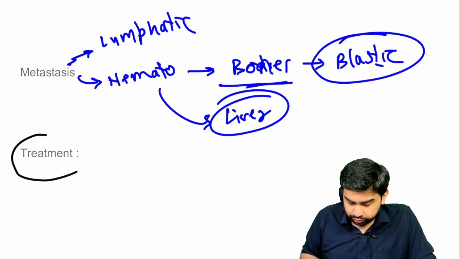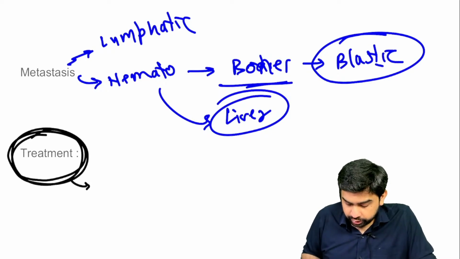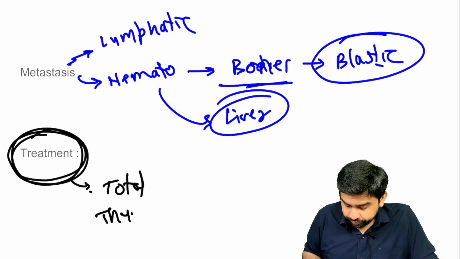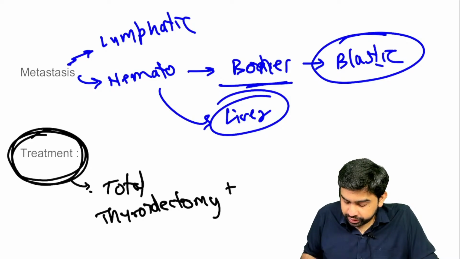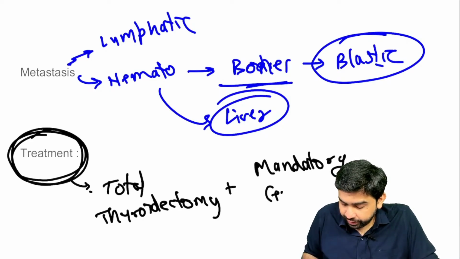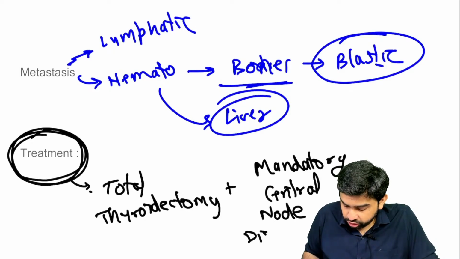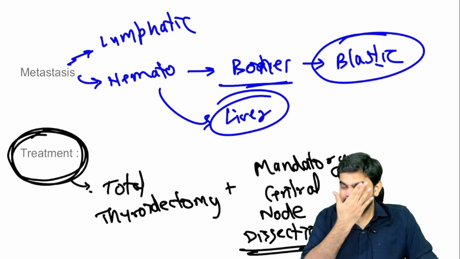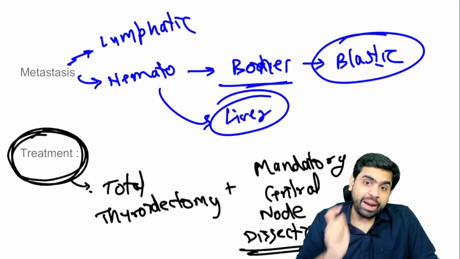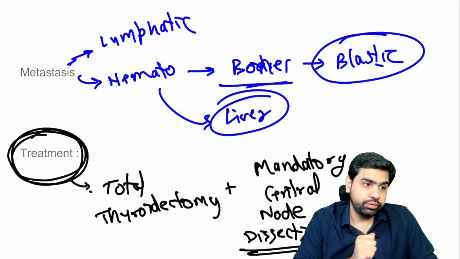Over here, in the treatment, obviously we do a total thyroidectomy, and here what we basically do is a mandatory central node dissection. So you do a mandatory central node dissection. That is what you need to understand over here.